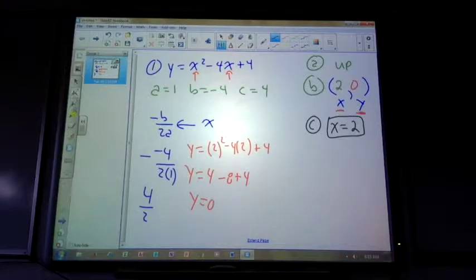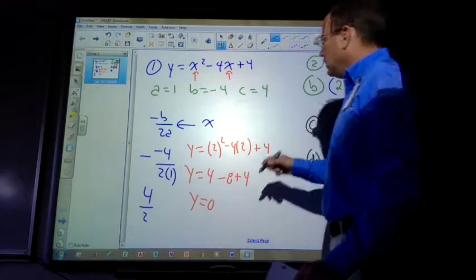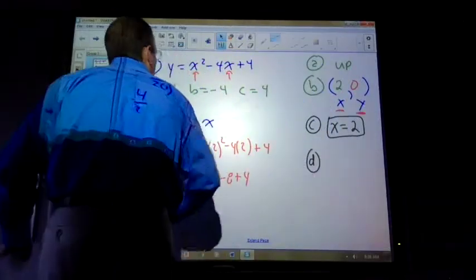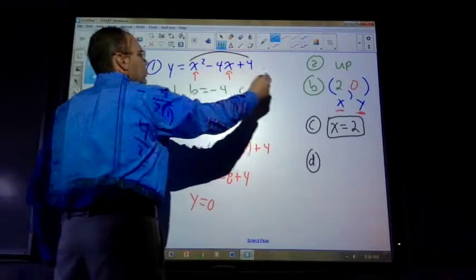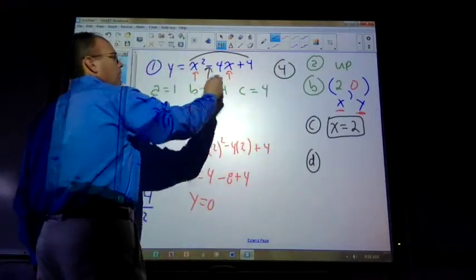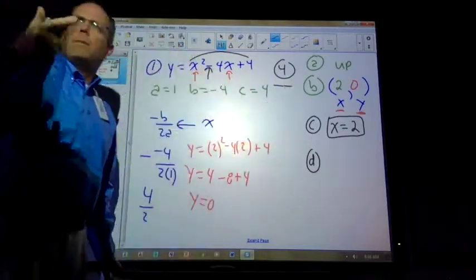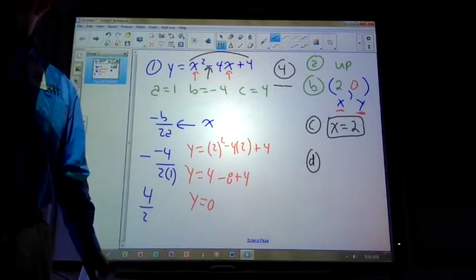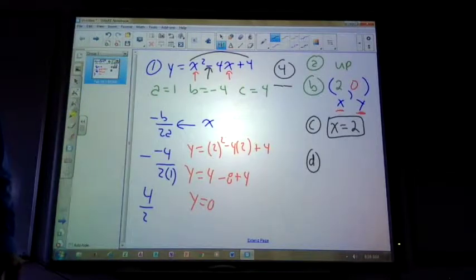D, find any roots. Let's see if we can find any roots. Let's see if we can factor this down. Our magic number is 4. It's a positive 4. But what do we know because of this? They're both negative. The factors of 4 are 1 times 4 and 2 times 2. Which one would work to give me negative 4 for an answer if they were both negative when I add them together?